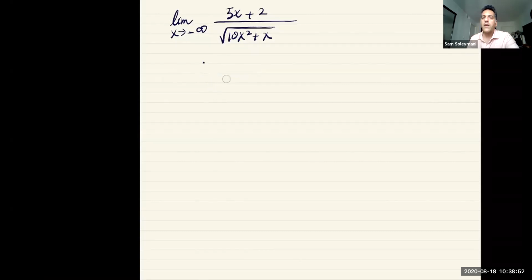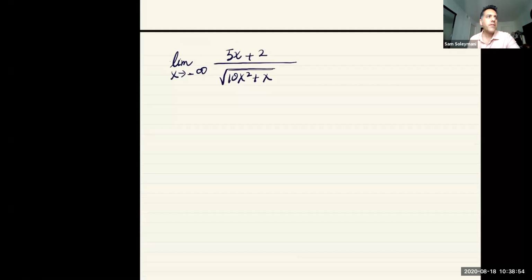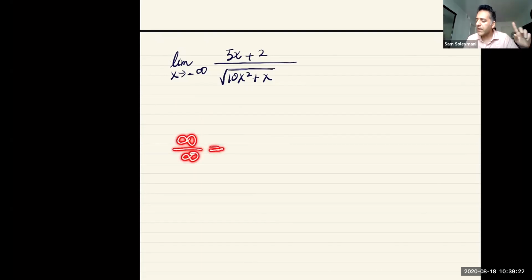Anyway, you ask yourself, what's happening to the top? The top goes to infinity. The bottom also goes to infinity, right? Infinity squared plus infinity. So this is the infinity over infinity case. Infinity over infinity could be 1, I don't know. Or the top infinity could be 2 times infinity, because 2 times infinity is still infinity. These infinities cancel, and you get 2.